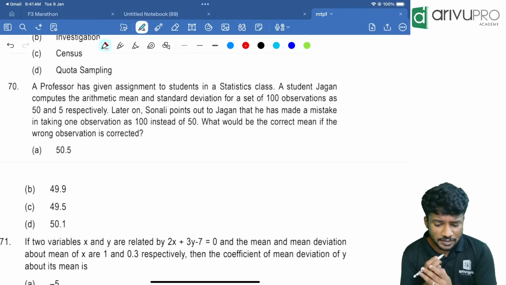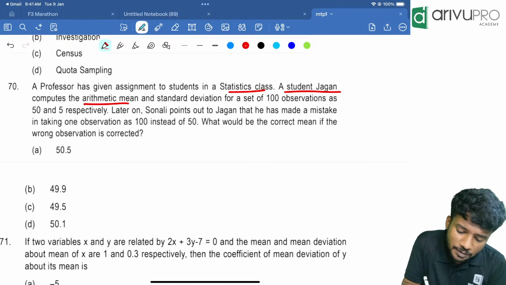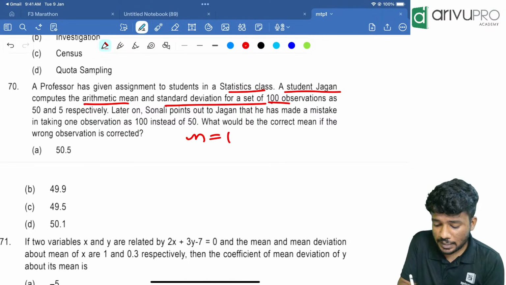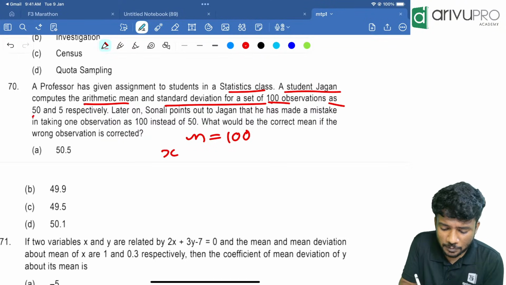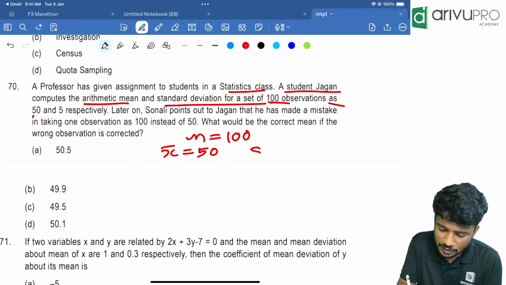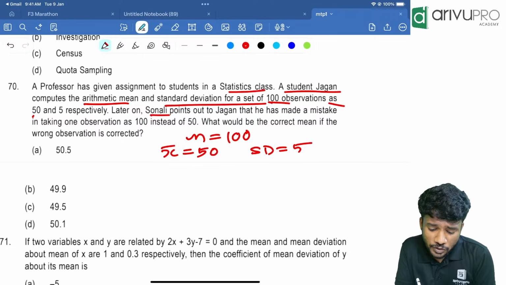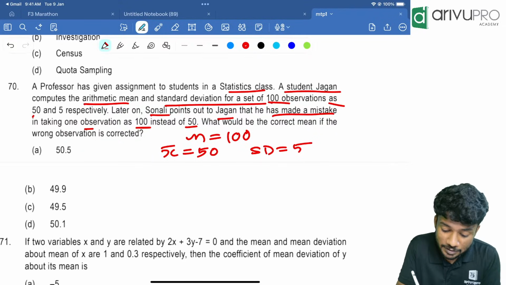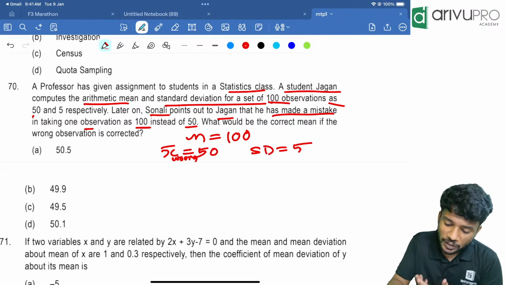Now we are going to another question. A professor has given an assignment to students in a statistics class. A student computes the arithmetic mean and standard deviation of a set of 100 observations. That means n is equal to 100, correct? As 50 and 5 respectively. That means x bar is equal to 50, then standard deviation is equal to 5. It is a repeated question. Later on, Sonali points out to Jagan that he has made a mistake, taking one observation as 100 instead of 50. That means this is our wrong x bar. X bar is how much? 50. Now we need to find the corrected mean.